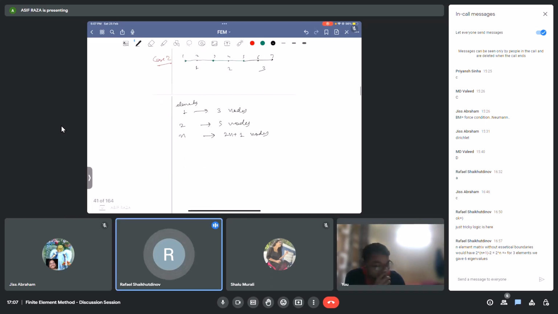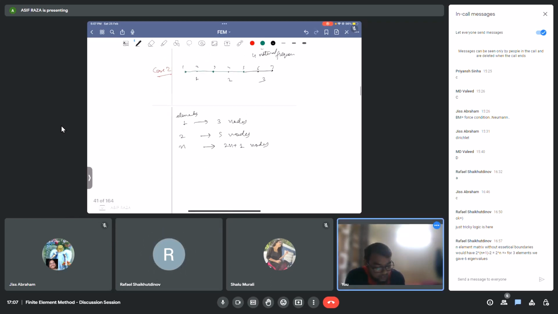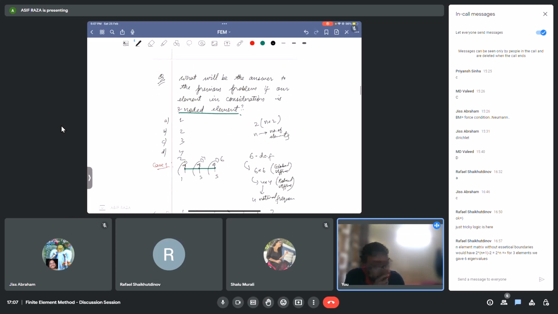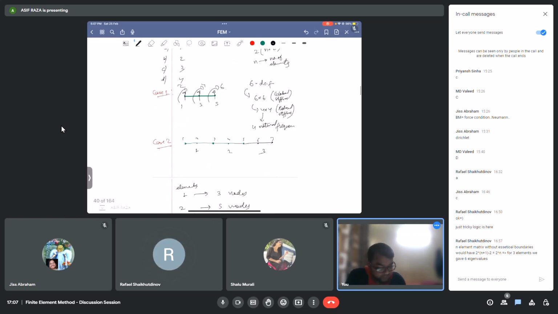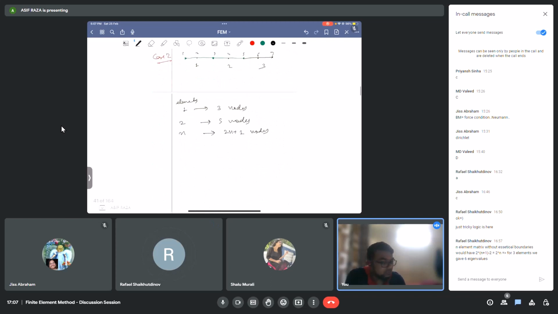Is it for a two noded element? No, three noded element, I specifically said. Okay. So when we have one element, it has 3 nodes in total. Each element has 3 nodes. So this is the first element, this is the second element, so it must also have one more. So total nodes 5, right? So if I have n number of elements, 2n plus 1 nodes will be there.